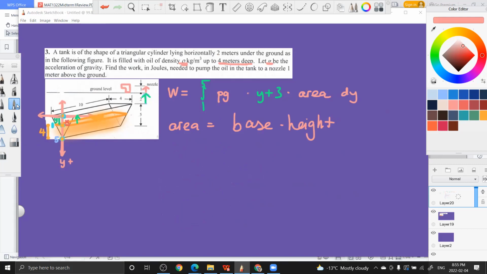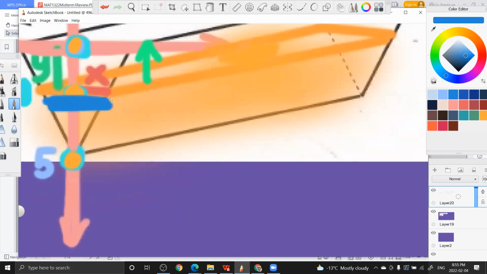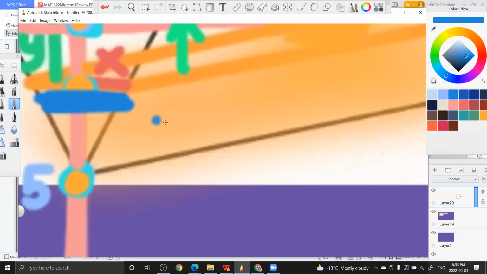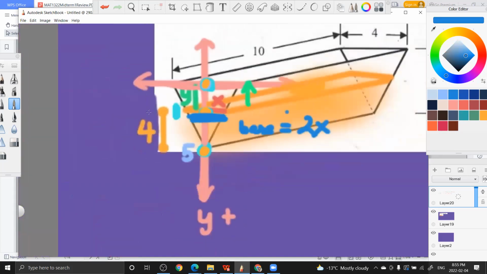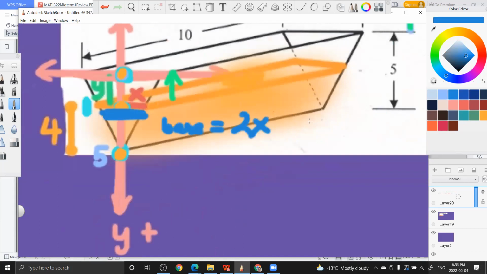We're really close to finishing this integral. So what is the base and what is the height? Well, this is the base, that's the base, right? And you see that this is x, which means that the base is 2x, 2 times x. All right. Let me know if you guys understand this part. The base is 2 times x.